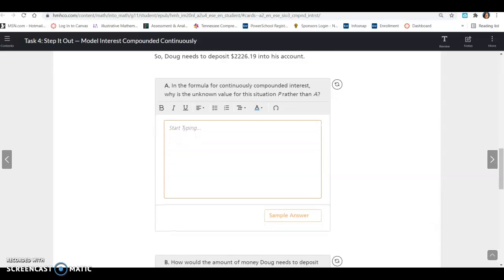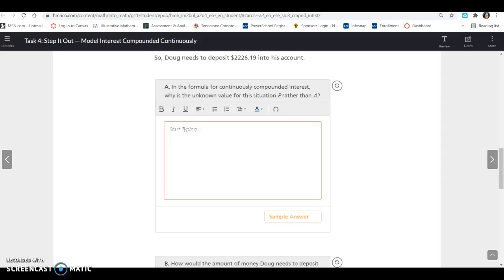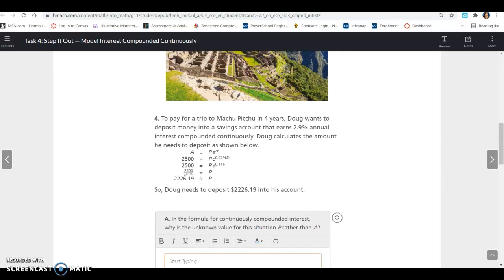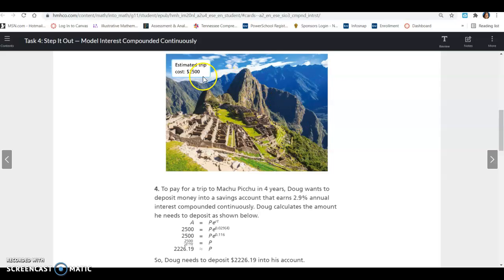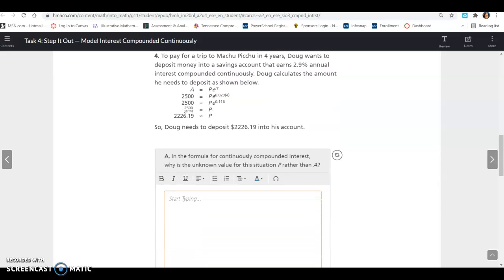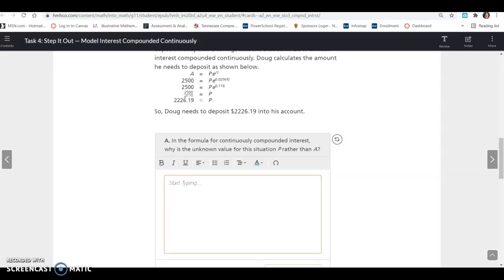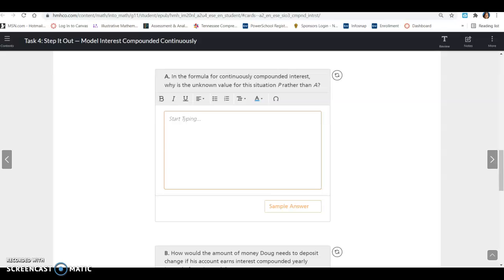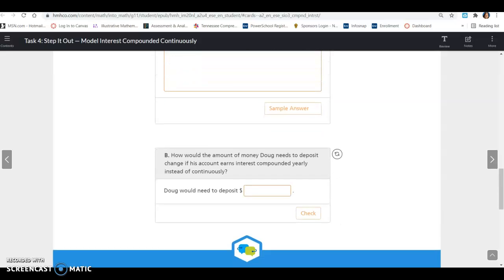All right, in the formula for continuously compounded interest, the unknown value for this situation is P, rather than A. So P, remember, is your initial value, and we didn't know how much he needed. He knew how much the trip cost, and that's the final amount. That's the total amount that he needs. So that's why we were solving for P this time instead of A. So it's kind of like working the formula backwards, to set his goal on what he needs to do to save money.